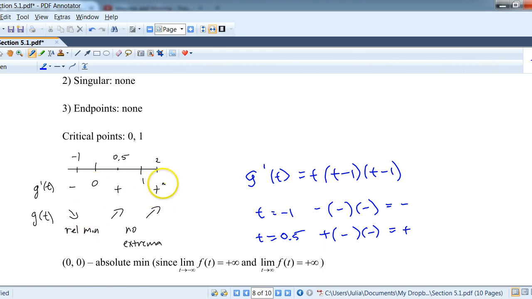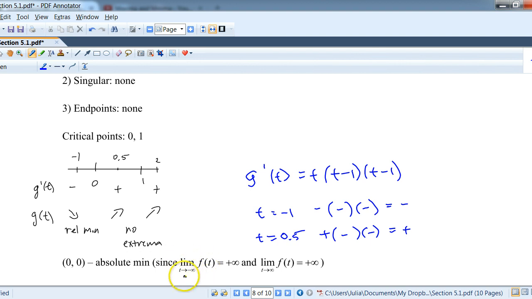And then on the other side of 1, I picked 2. Again, something easy. 2 would give all three of them positive. So again, the sign does not change around 1. So they're both positive, so there's no extrema. So we only have 0, that is an extrema. And it happens to be an absolute min. Why? Again, we have to look at the endpoints.